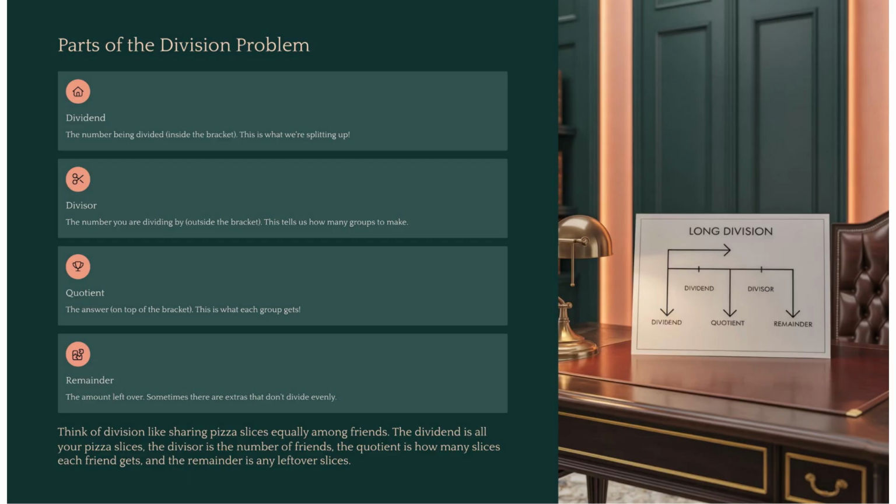Before we dive in, let's make sure we all use the correct vocabulary. The number you are dividing up, the total amount, is the dividend. It goes inside the bracket. The number you are dividing by is the divisor. It goes outside. And the answer you get is called the quotient. It goes on top. If there's anything left over at the end, that's the remainder. Knowing these terms helps you understand the steps of the algorithm.